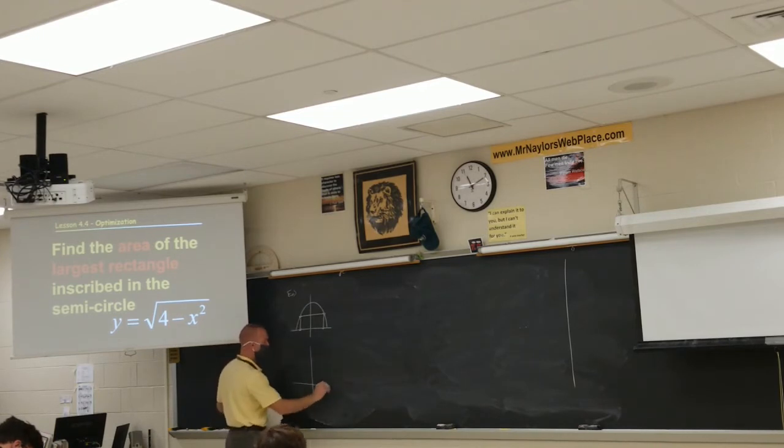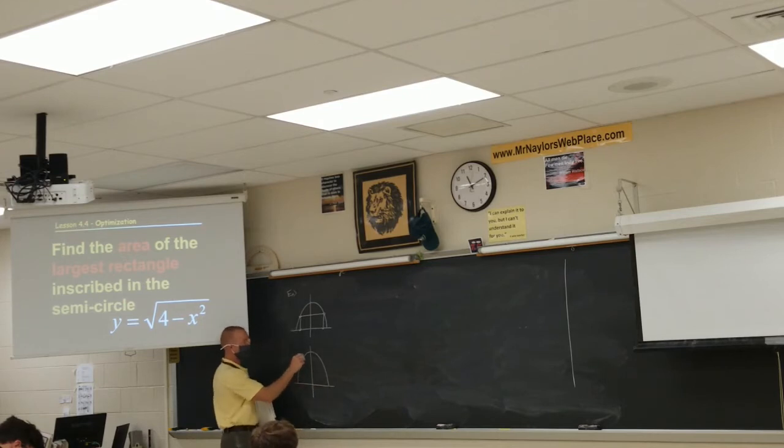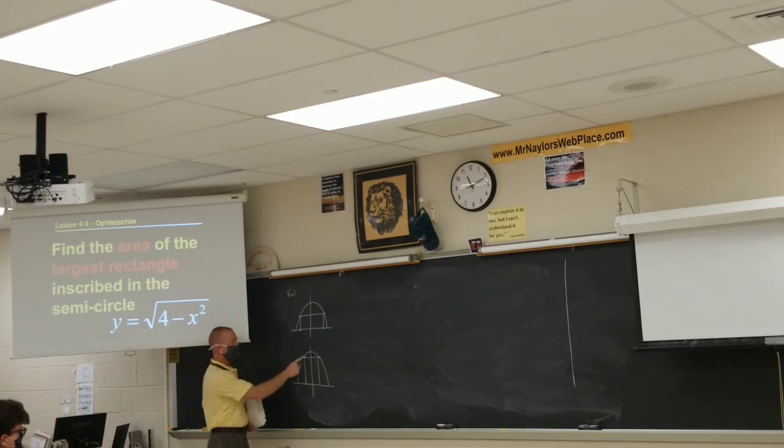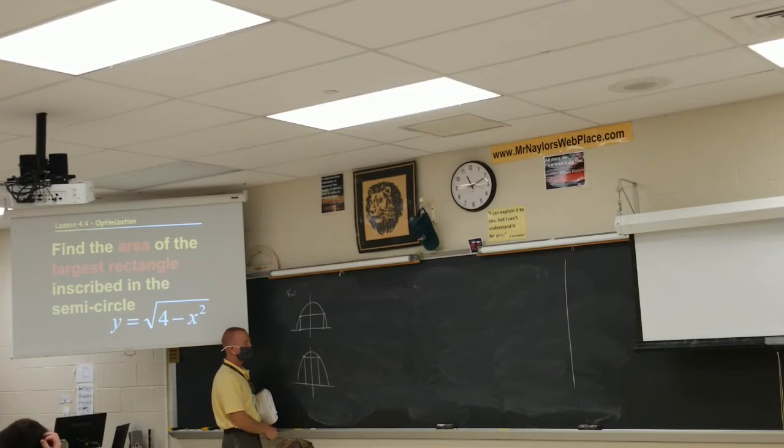And although you probably don't need to draw a second one, I just want to make sure we understand that we don't know. Maybe this rectangle is bigger. It's still inscribed because the vertices are determined by the curve. Or maybe you're saying, well, Miss Naylor, wouldn't it be kind of like one in the middle?